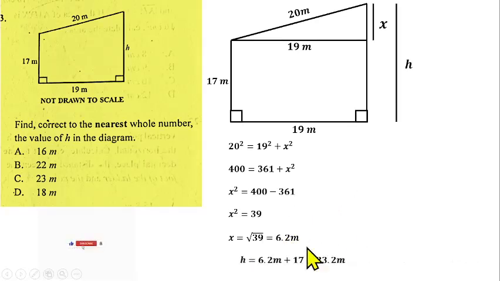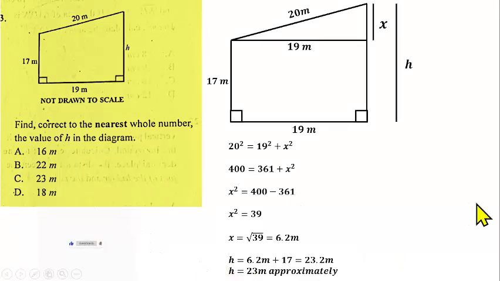Then our h, which is from here to here, will be s plus 17. So that will be 6.2 plus 17, which gives us 23.2 meters. But we have to leave our answer to the nearest whole number, so that gives us 23 meters. Which is option C for question number 33.